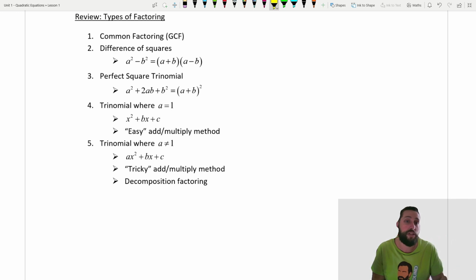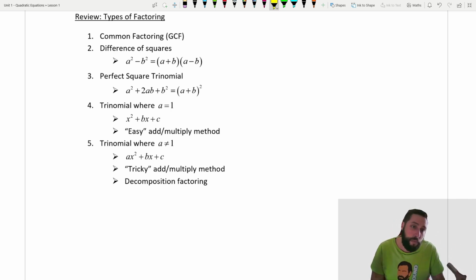Okay, you have a perfect square trinomial, so that's a squared plus 2 times a times b plus b squared. Okay, and that's equal to a plus b all raised to the power of 2. Okay, you're going to have a trinomial where a is equal to 1, so it'll look like x squared plus bx plus c. So a would be the coefficient that goes in front of the x squared. Okay, so this one is considered an easier way, the add and multiply method.